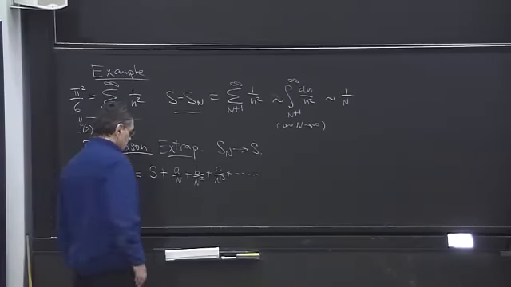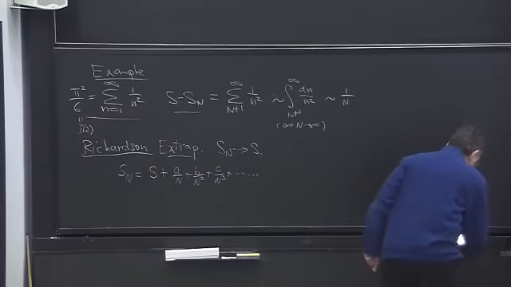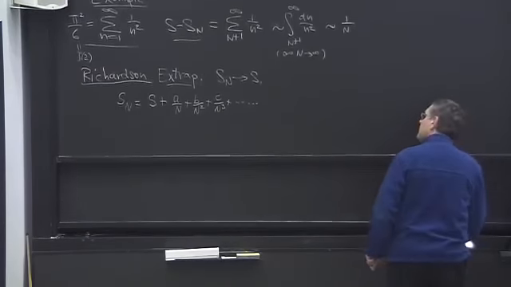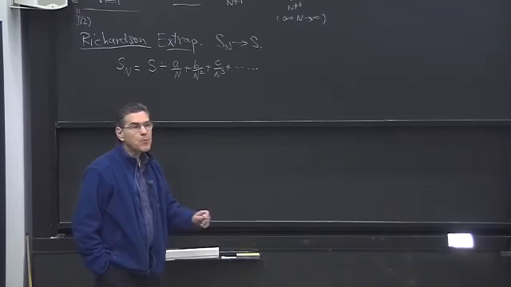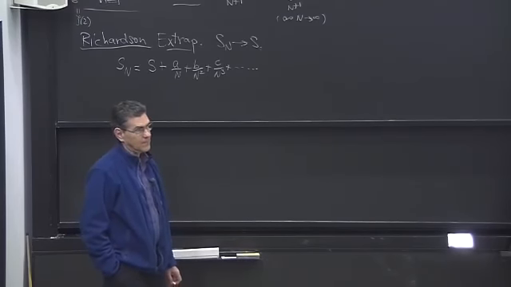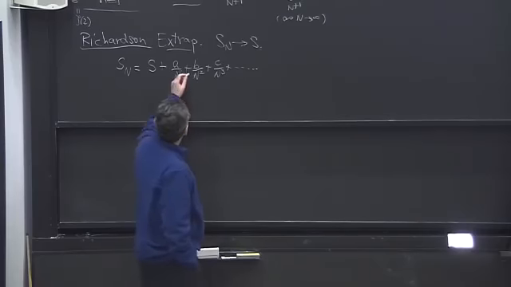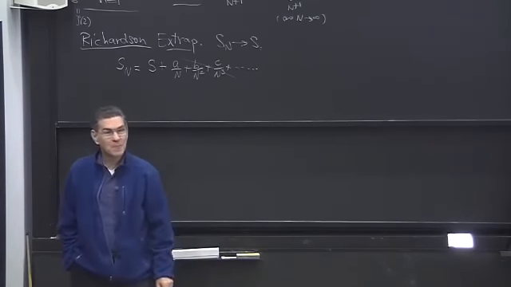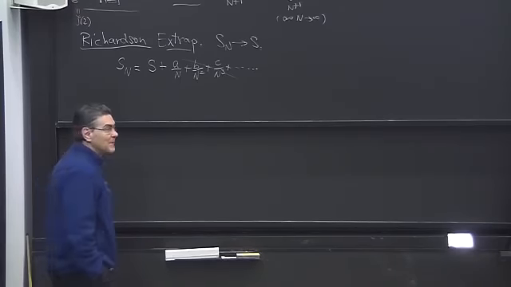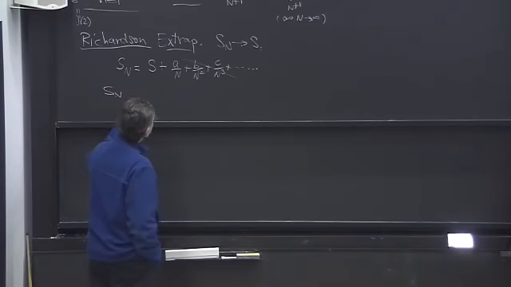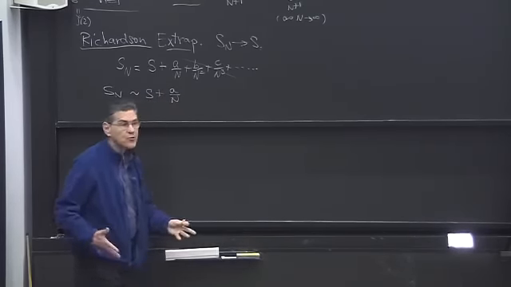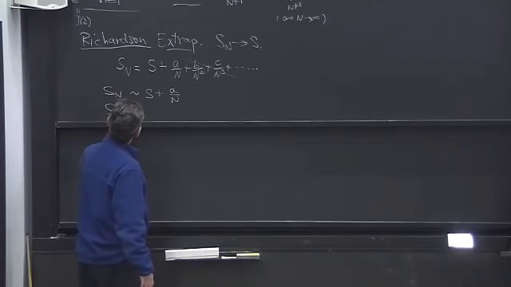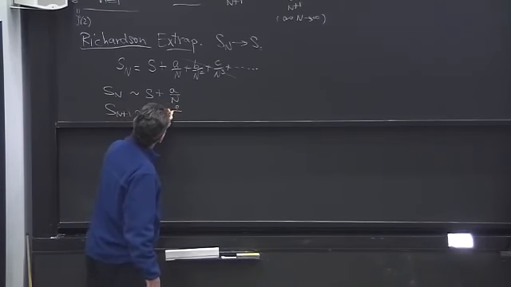The first thing we can do is to say, let's suppose n is very big. If n is very big, then these higher terms don't really matter that much. So that says that Sn is approximately S plus a over n. And also it says that Sn plus 1 is approximately S plus a over n plus 1.